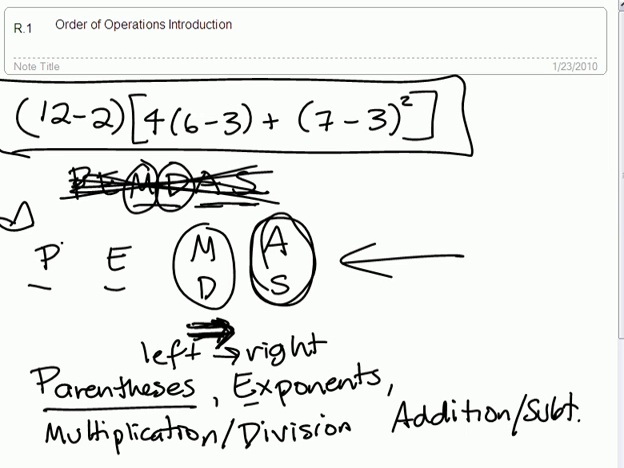So this parentheses, this P in our order of operations here stands for parentheses, like we said, but there's more to the story about parentheses than meets the eye. So next lesson, all of the uses of parentheses.